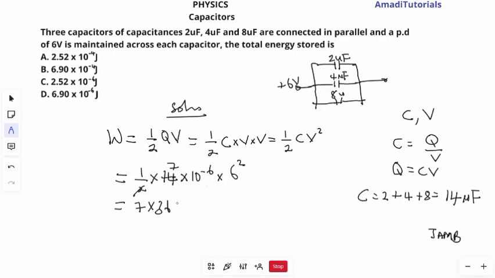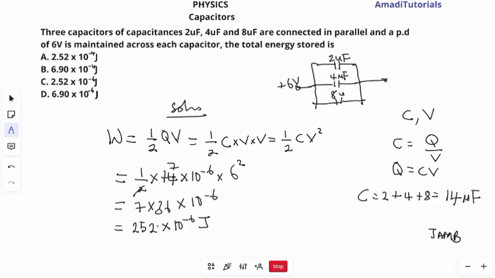7 times 36 times 10 raised to the power of -6. If you do this multiplication, 7 times 36 will give you 252 times 10 raised to the power of -6 joules. So you check the options. From the options there, the answer is expressed in standard form. Our answer is not in standard form, so we have to convert it to standard form.